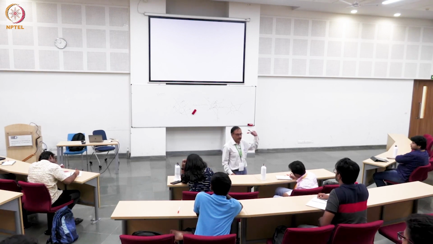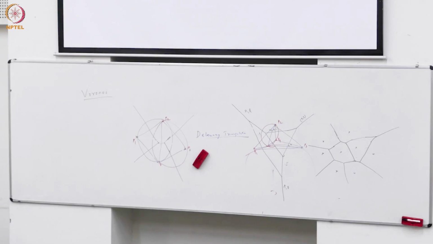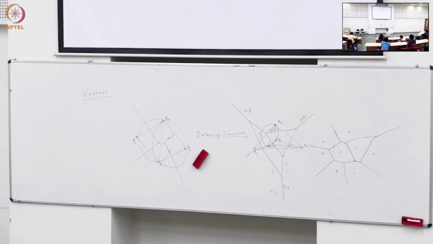Is that clear? That is the reason why you cannot have a Voronoi edge between P1 and P3 there. That is the sole reason, because it cannot have a Delaunay edge there. So, you can go from Voronoi to Delaunay or Delaunay to Voronoi. What other observations can you make?